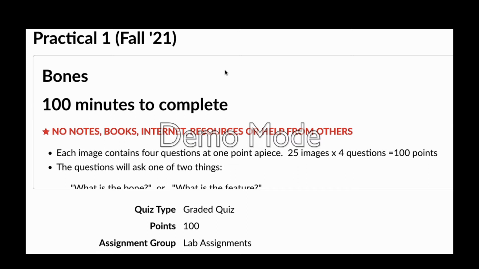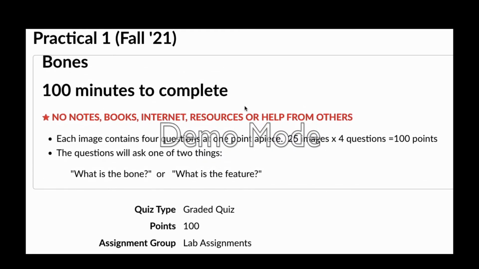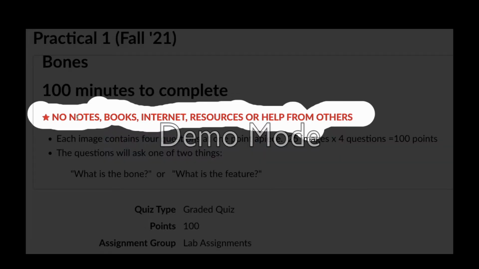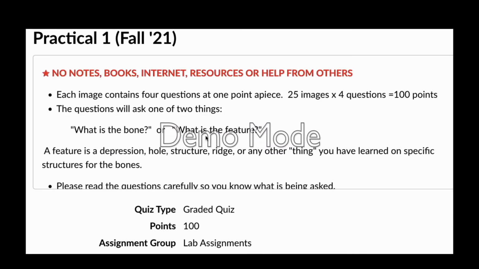I just posted the first lab practical, which is on bones. This will be due no later than Sunday at 11:59 p.m. And I just want to go over the directions and show you the format just so we're all on the same page. You are not to be using notes, books, internet, any resources, or working with others. There will be 25 images, 4 questions per image. That's a total of 100 points.